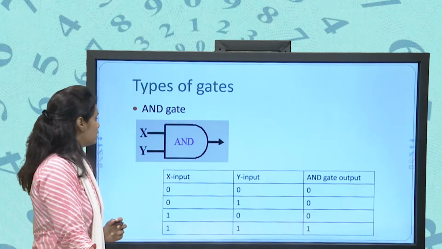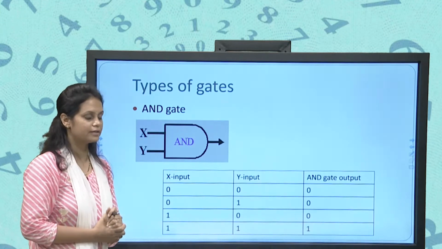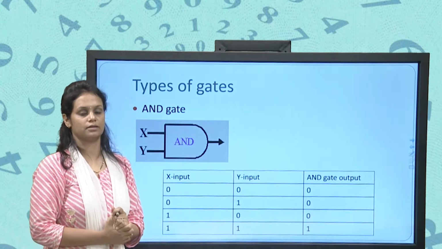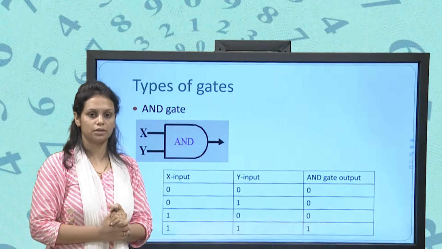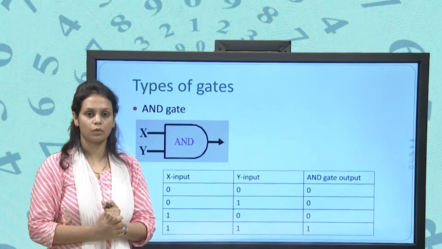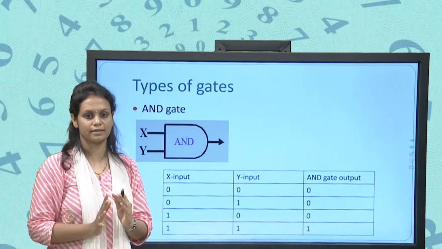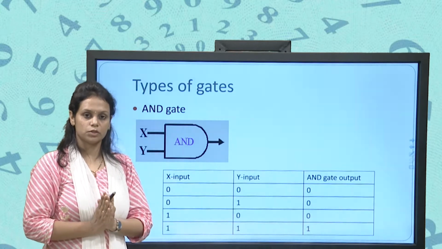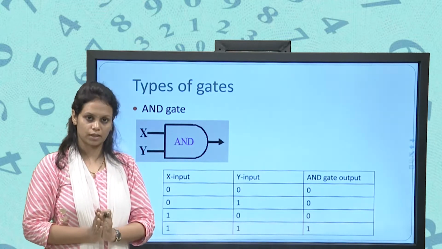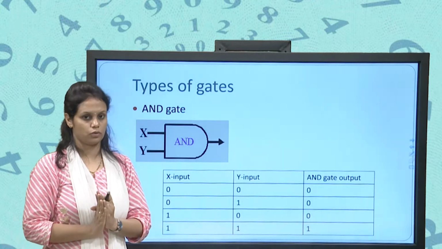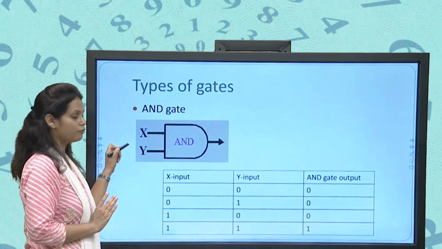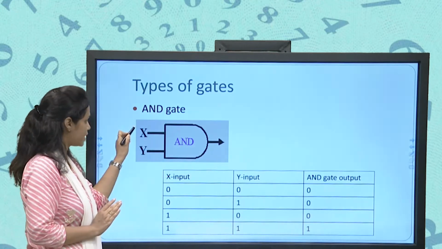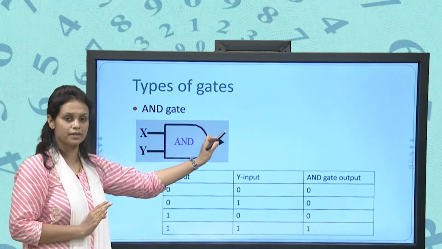Fine. Next is the AND gate. What is the procedure behind the AND gate? If both inputs are 1, then only the output is 1, otherwise in all the cases the output is 0. That means, if both X and Y are 1, then only the output is 1.